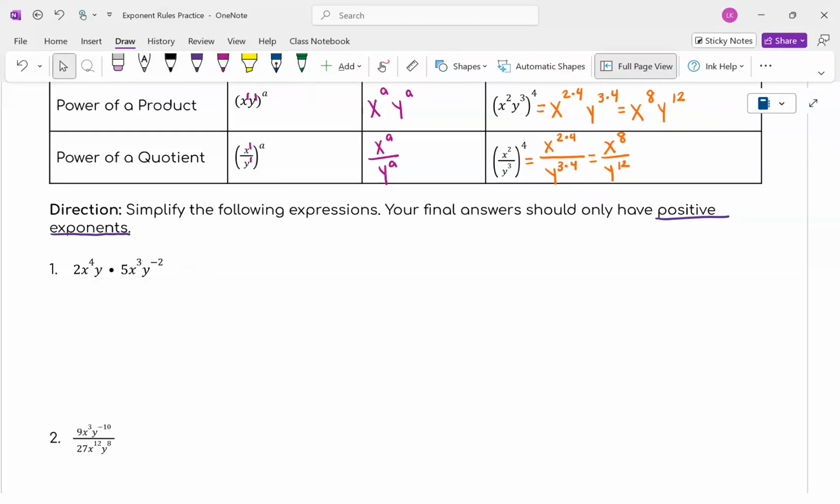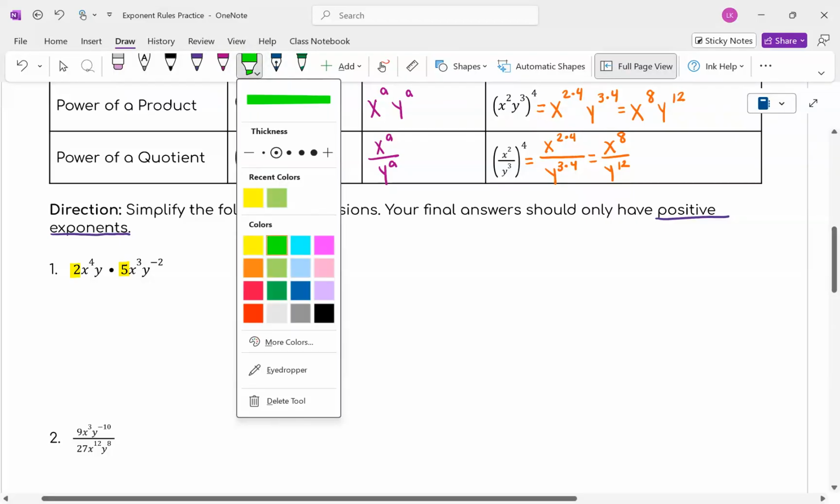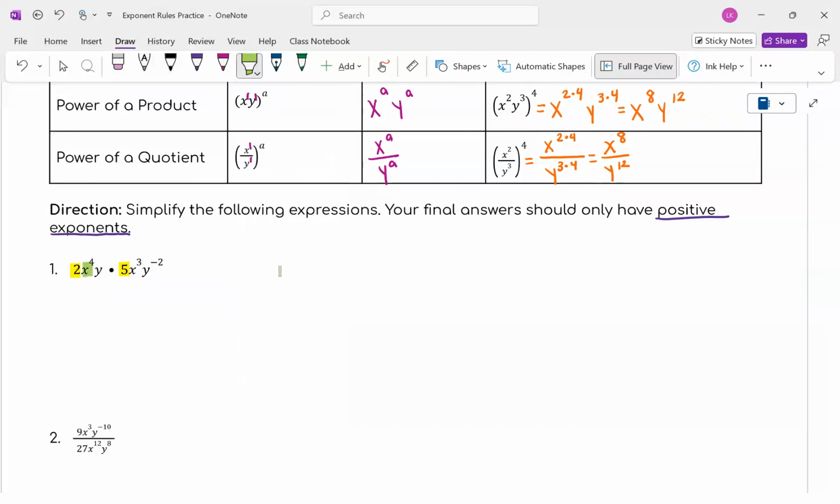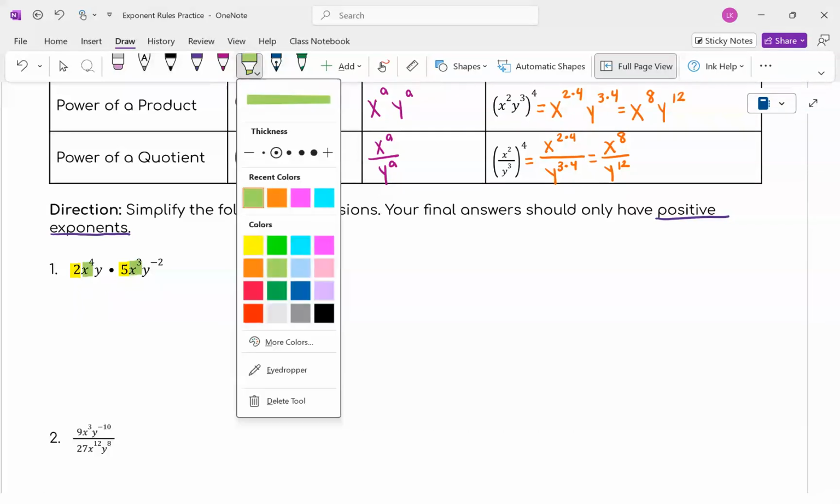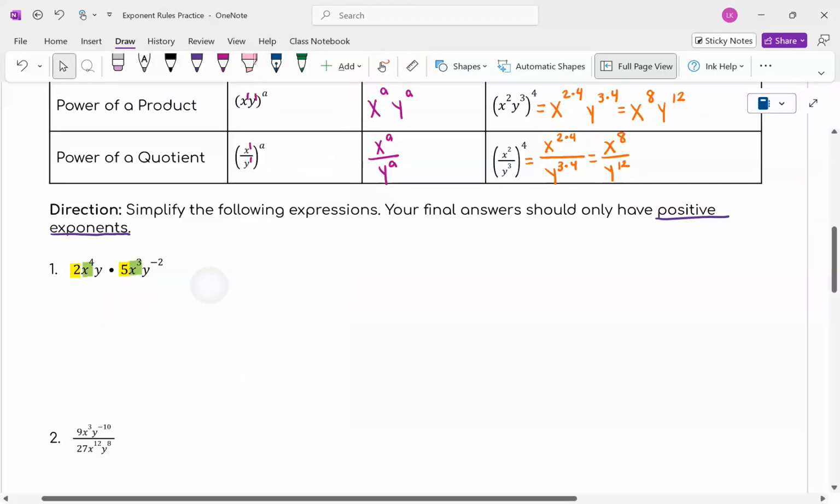So it asks us to simplify this expression where we have 2x to the fourth y times 5x to the third y to the negative 2. So I'm going to highlight things that are the same base. Anything that's just a constant, those are the same. Then we have an x to the fourth here. I have an x to the third here. And then I have a y and a y to the negative 2.